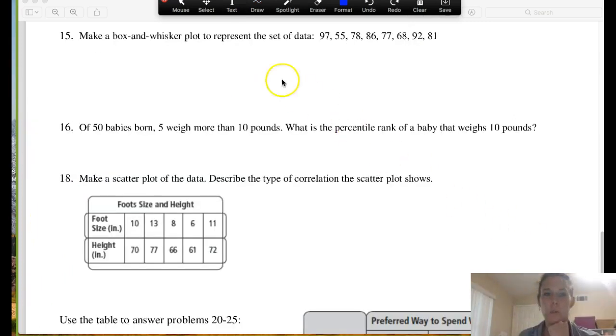All right, we're going to make a box and whisker plot to represent this set of data. We have to do all of those numbers that we just did in that last one. So let's write our data set in order from least to greatest. So let's start and go 55.